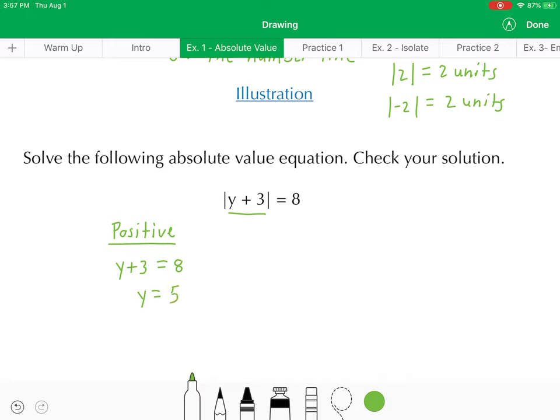Now let's check that solution, make sure it works. If I plug 5 back in for y in the original equation, 5 plus 3 is 8, and the absolute value of 8 is in fact 8. So that checks out. Okay. Next, we want to move to the negative case. So this time, I want to treat y plus 3 as though it's a negative quantity.